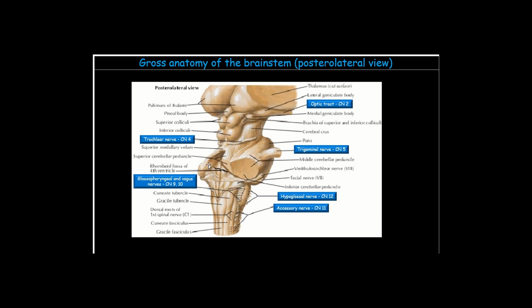with the cerebellum. Down below over here, this is the posterior aspect of the medulla oblongata. We can see the posterior median sulcus over here, which continues with the spinal cord. Lateral to it, we can see this elevation over here. This is the gracile tubercle because of the underlying gracile nucleus, and this is the cuneate tubercle because of the presence of the underlying cuneate nucleus.